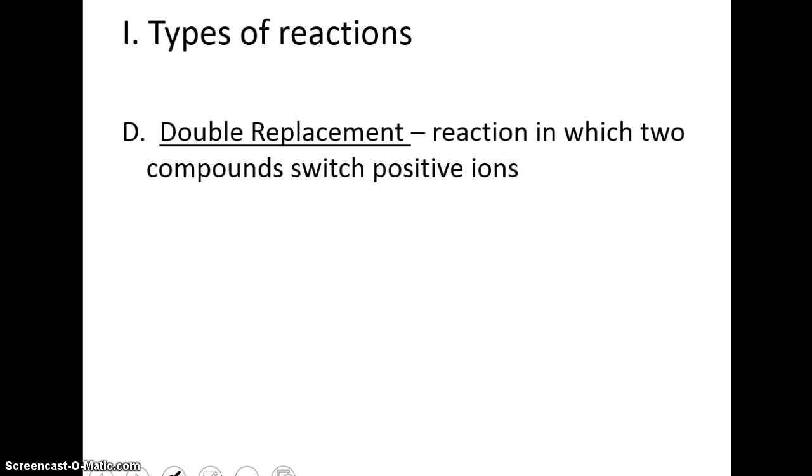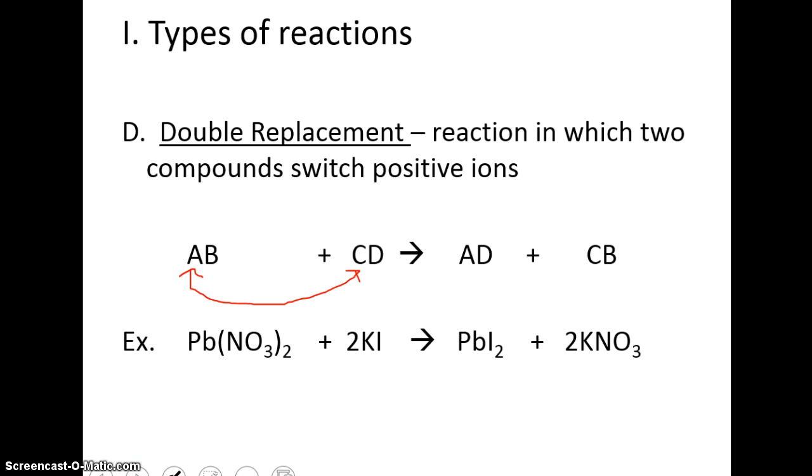The next one is a double replacement reaction. That's a reaction in which 2 compounds switch positive ions. So the AB plus the CD, remember the positive ions are always written first, and so those 2 switch places. So in our example, our Pb, which is positive lead, switches places with the K. So now we've got Pb and I together and K and NO3 together.